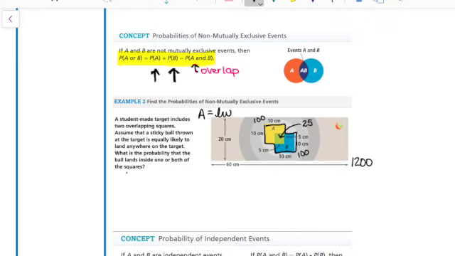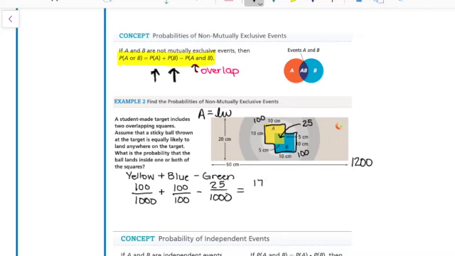Okay, so we're going to do yellow plus blue minus the green, because the green is the overlap. So the probability of yellow is 100 out of 1,200. Probability of blue is 100 out of 1,200. Probability of green is 25 out of 1,200. So 100 plus 100 is 200, minus 25 is 175 over 1,200.